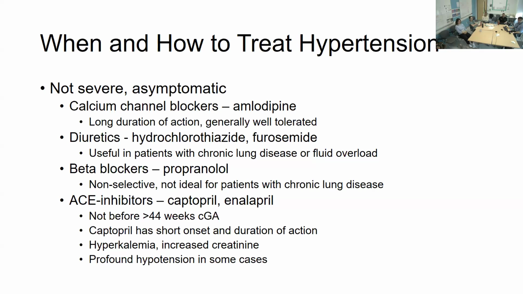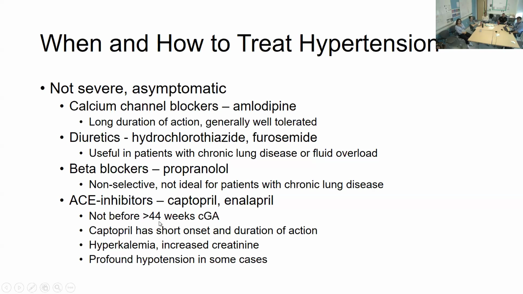Diuretics like hydrochlorothiazide or furosemide. So if there's fluid overload, or eventually babies who have chronic lung disease will end up on diuretics as well. So you can kind of get 2 birds with 1 stone. Beta blockers we will also sometimes use, often as an adjunct. Propranolol is one that we will often use in the neonatal period. And I think there was a baby that we were following anyway who was on it for a little bit.